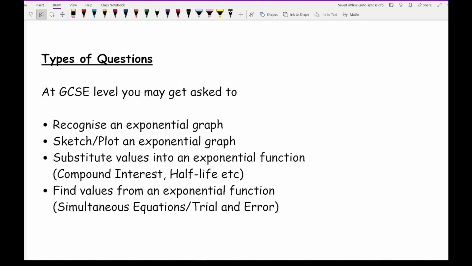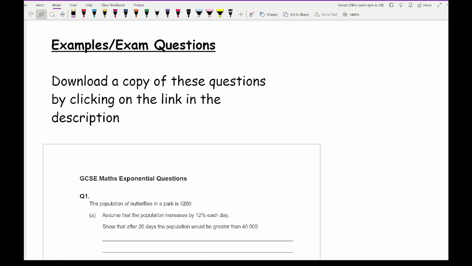Another type of question that could come up is substituting values into an exponential function or equation, and this type of question relates to compound interest or half-life, which is looking at repeated decreases of percentages. And the last type of question that could come up is where you're asked to find values from an exponential function, so either looking at the variables, and this is incorporating topics such as simultaneous equations and trial and error. So now let's have a look at some past exam questions related to exponential functions.